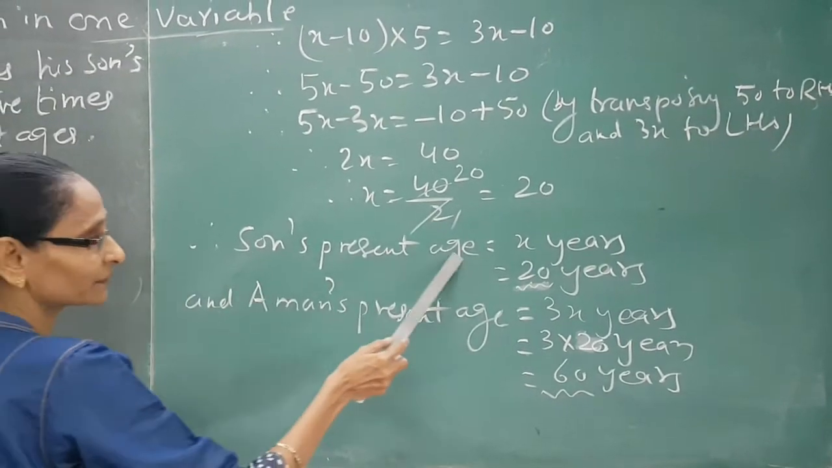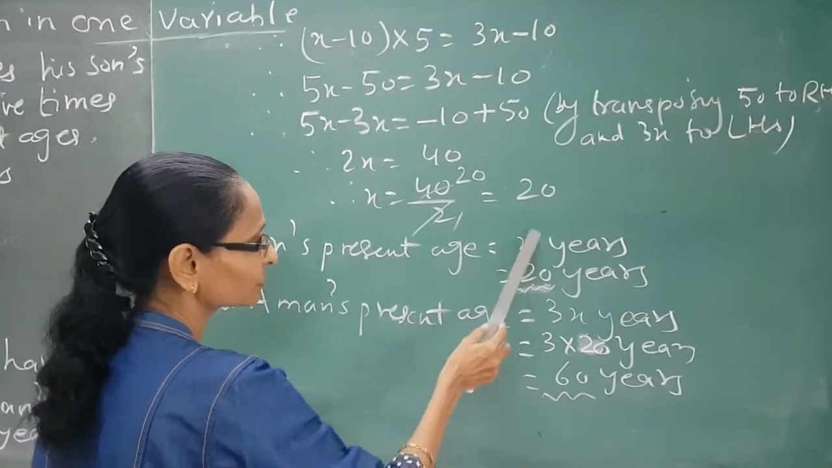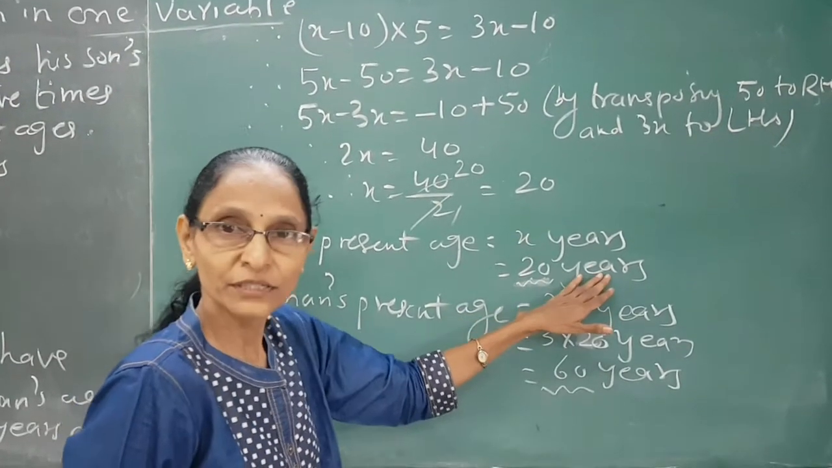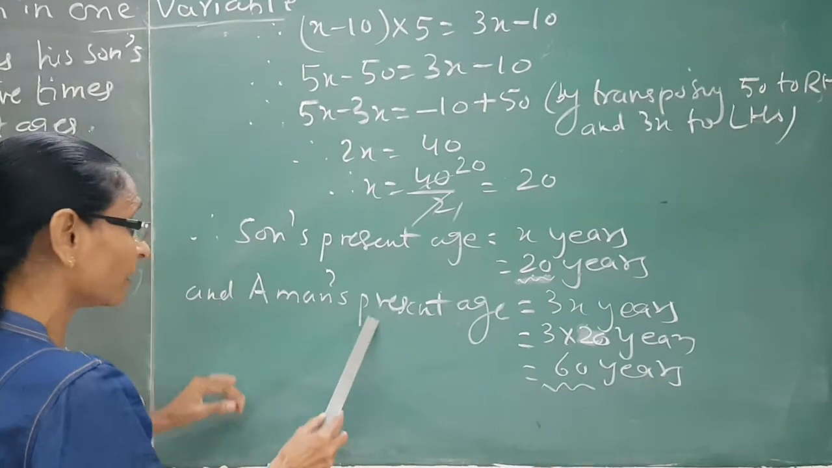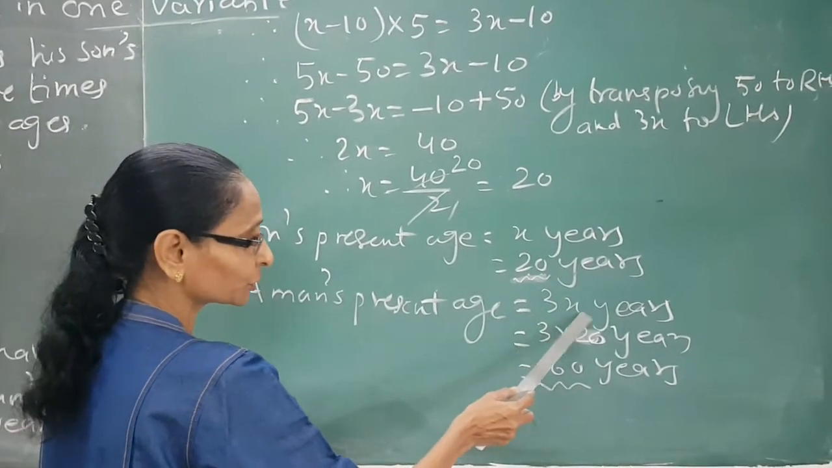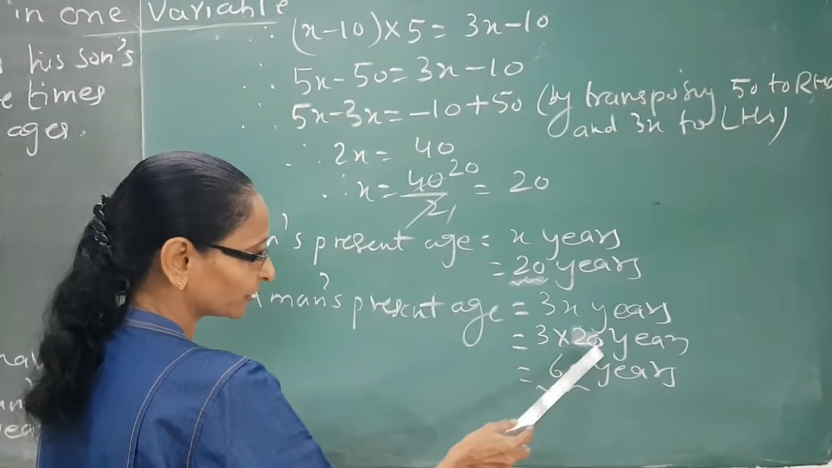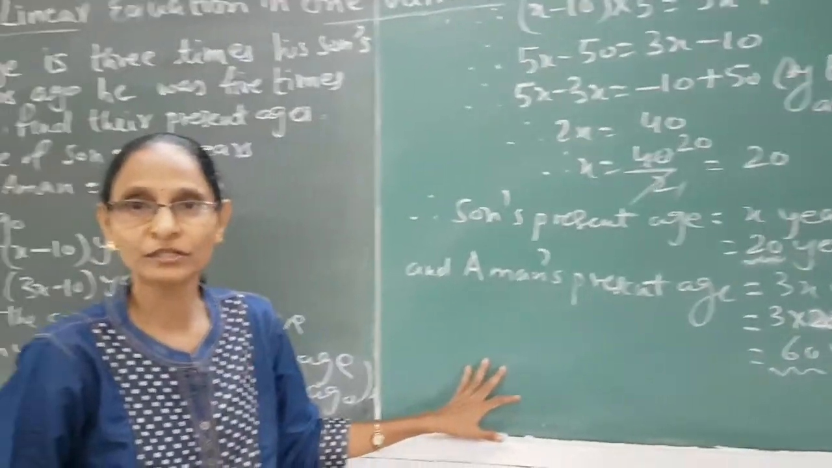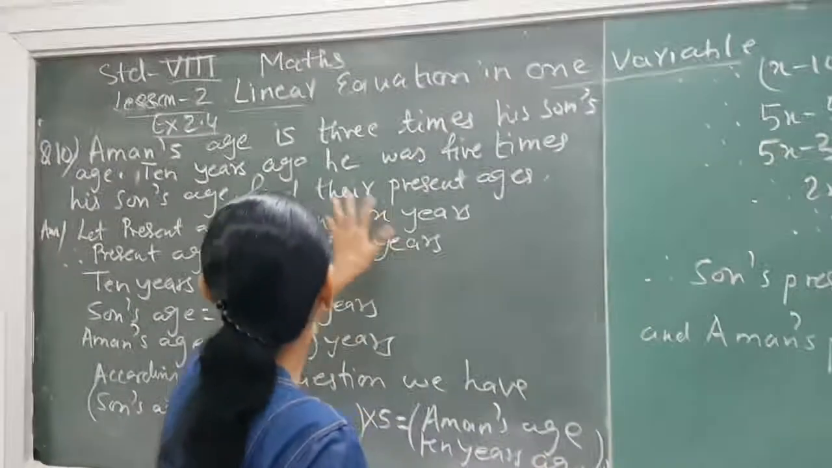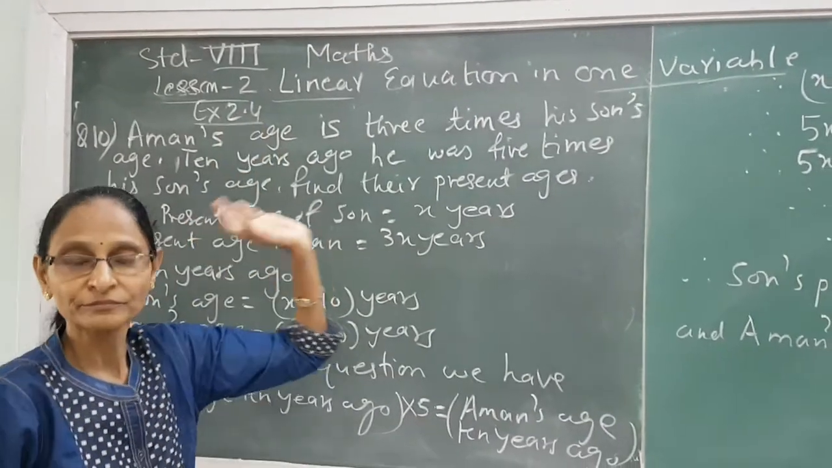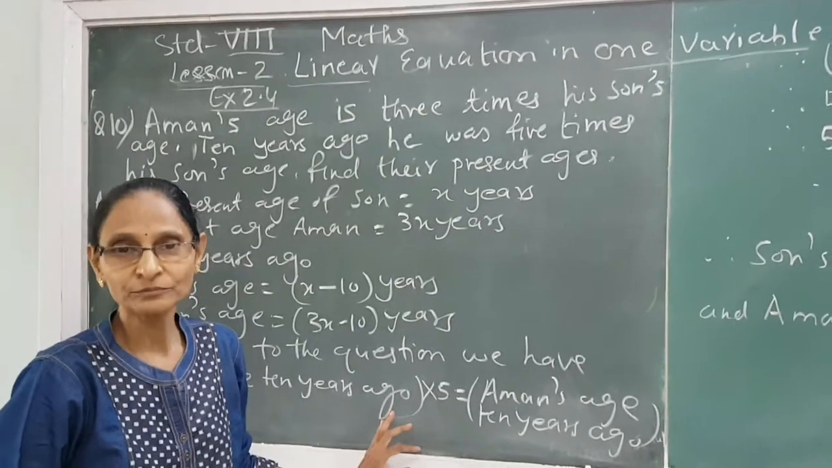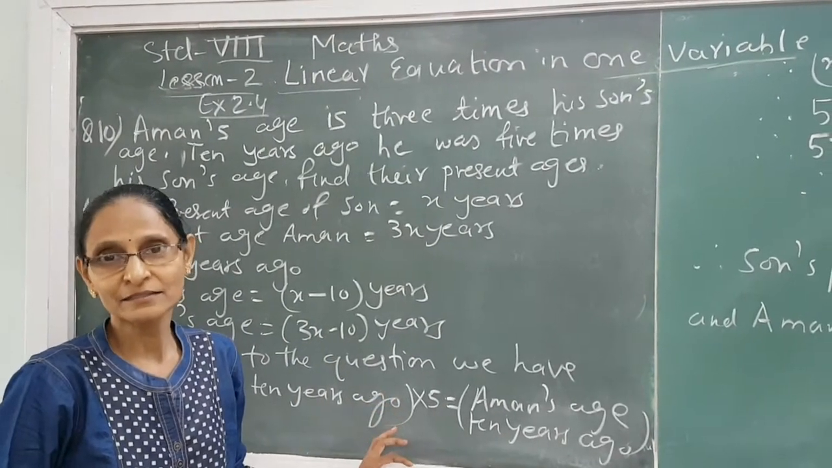Therefore the son's present age is equal to x years. And what is the value of x? 20. So the son's present age is 20 years. And Aman's present age is equal to 3x years. So 3 into 20 is equal to 60 years. So by this question we have completed our exercise 2.4. So do all the sums properly in your CW and write the exercise properly.